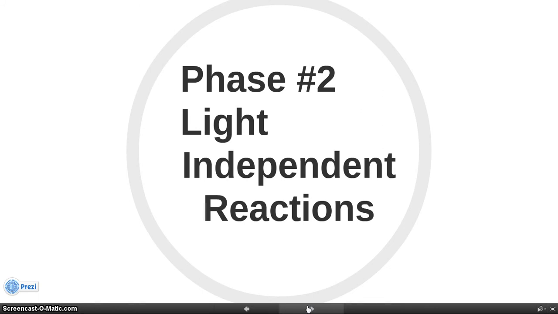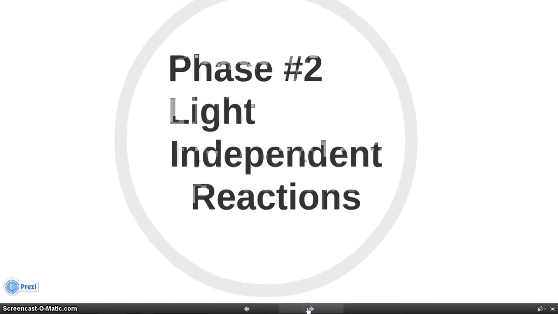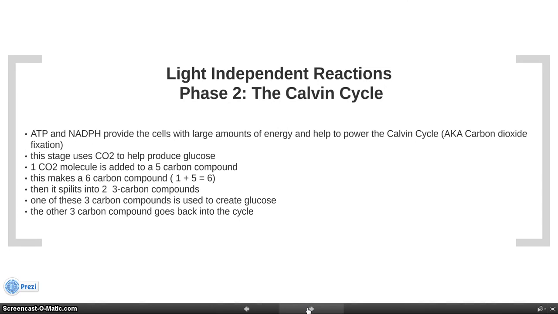Phase 2, light-independent reactions, meaning it does not need to have light present. The light-independent reactions, Phase 2, which we call the Calvin cycle. It can also be called the carbon dioxide fixation. This is where ATP and NADPH will provide the cell with large amounts of energy to help power this cycle. This stage uses our last reactant, carbon dioxide, to help make our final product, glucose.